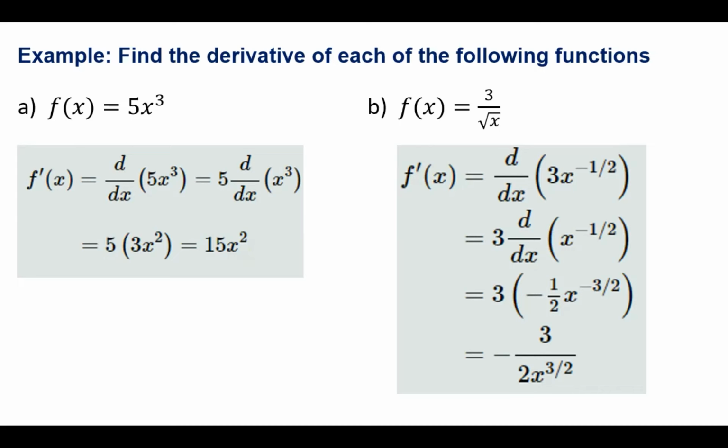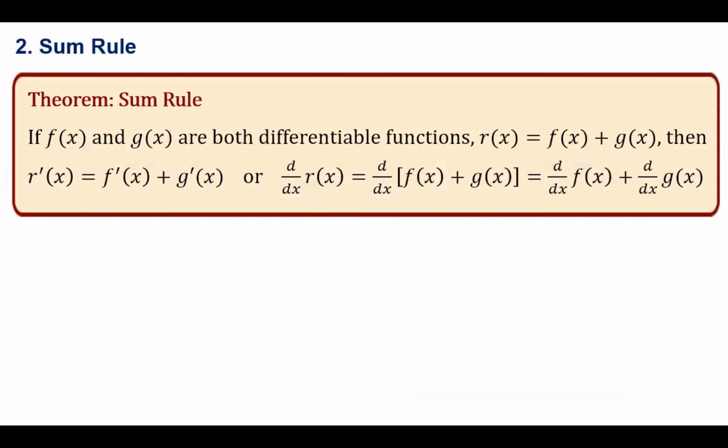Okay, if you have no questions, let's have a look at the next rule. The next rule is called the sum rule. This rule states that if f(x) and g(x) are both differentiable functions, and a new function r(x) is defined as the sum of f(x) and g(x), then we have the following rule. The derivative of r(x), r prime x, equals the derivative of f(x) plus the derivative of g(x).